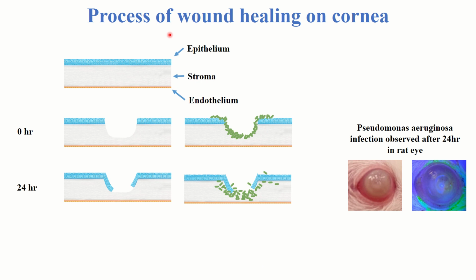This is the process of wound healing on the cornea, and how the bacteria penetrate to the lower layers of the cornea. This is the epithelium, stroma and endothelium, the general structure of the cornea. At 0 hour the bacteria has not penetrated the whole stroma. After 24 hours, the bacteria will have penetrated the stroma of the eye. This is the picture we checked with a fluorescent strip after 24 hours, where the bacteria is much more available.